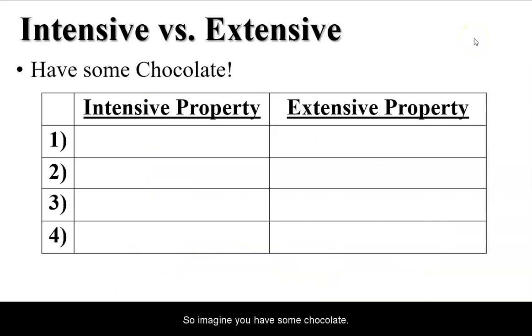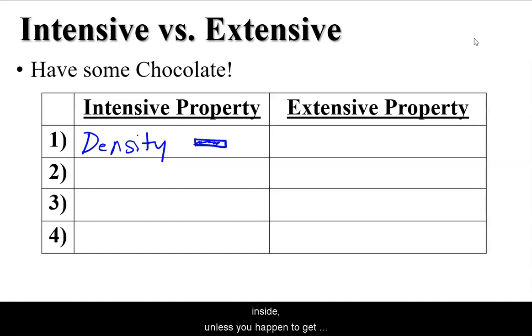So imagine you have some chocolate. You can go get some, follow along. What are the intensive properties of this chocolate? Remember, intensive doesn't change and extensive does. So your density would be one that didn't change. It's always going to be the same inside a square bar, unless you happen to get one that has an air bubble in it. It's always going to be the same.